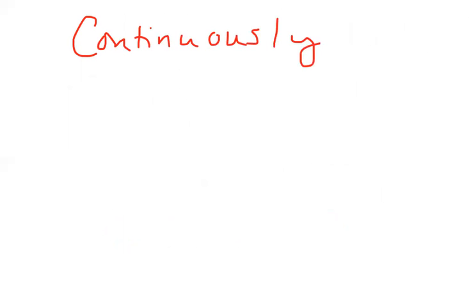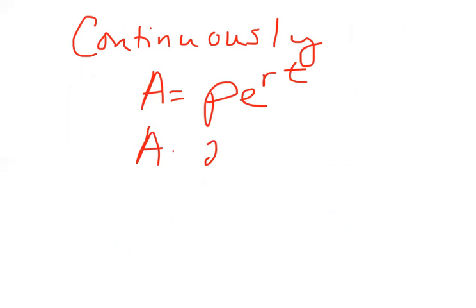This time, guys, we're going to compound the interest continuously. If we're compounding the interest continuously, there's no end value, so we can't use that large formula. Rather, we use the PERT formula. So in the PERT formula, we're going to plug in the 2,000 for P, and then we're going to raise it to the 0.02 times 3 power.